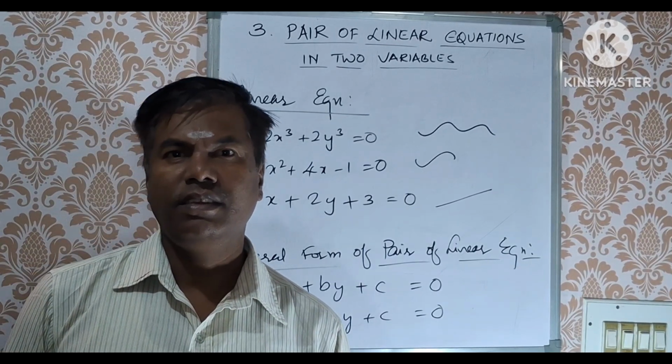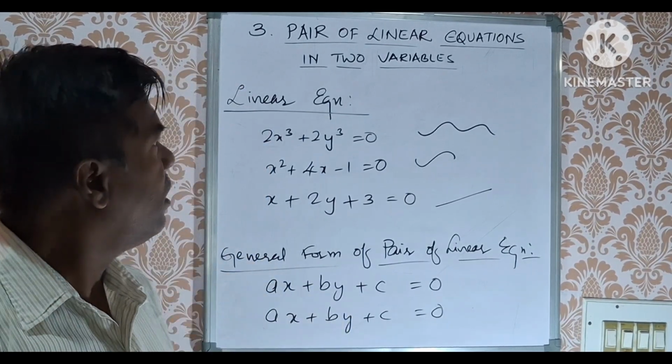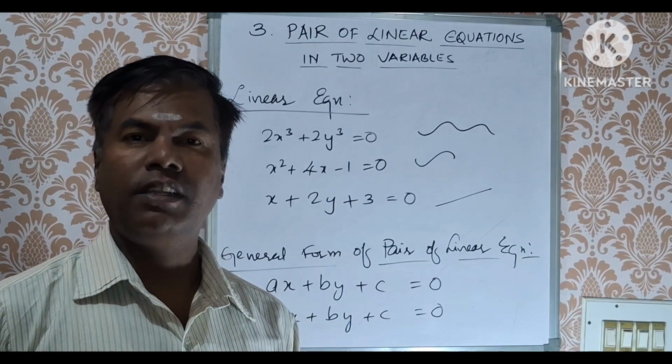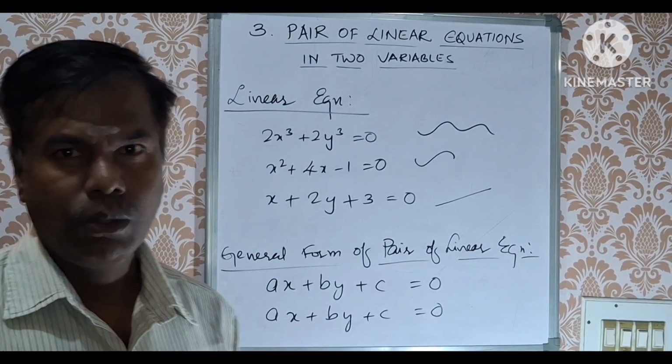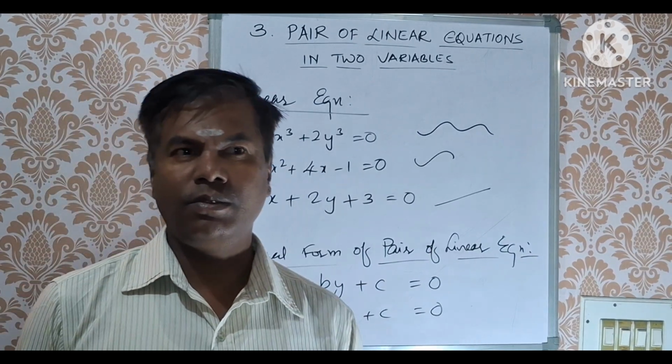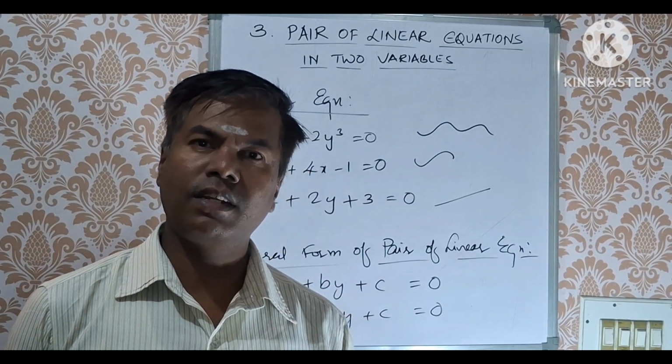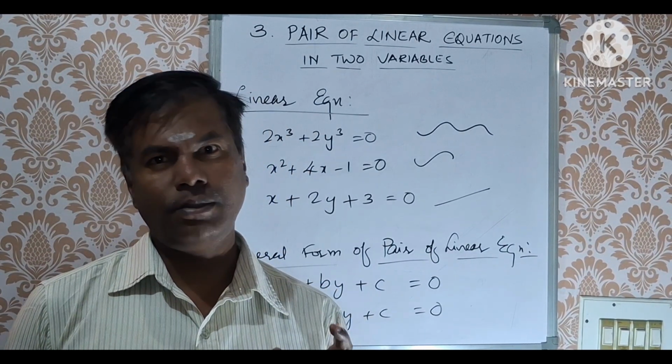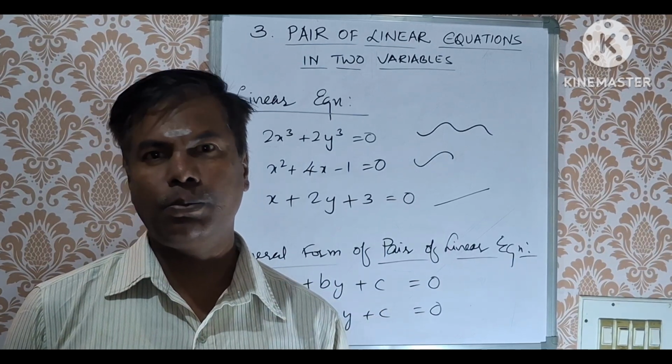Today, let us discuss the third chapter of 10th standard, pair of linear equations in two variables. What is a variable? Variables are A, B, C, D, X, Y, Z, P, Q, R, S. All these are called variables, which take their value differently from problem to problem.